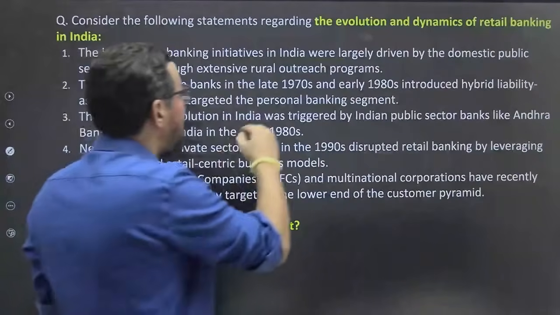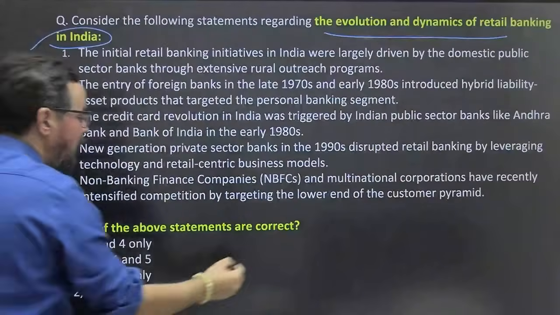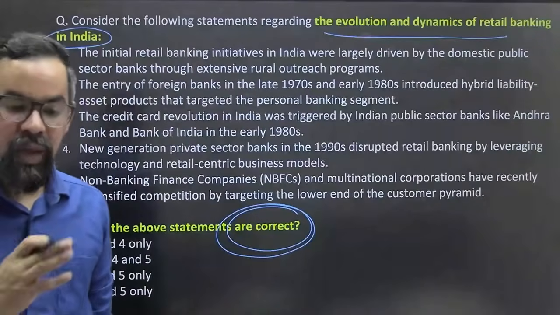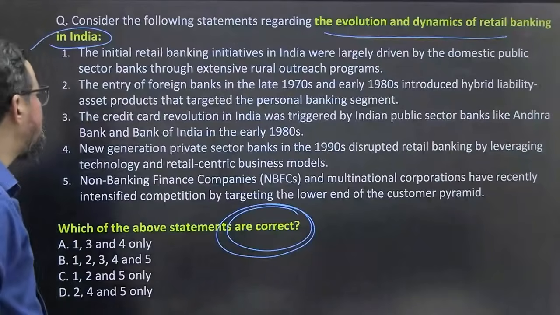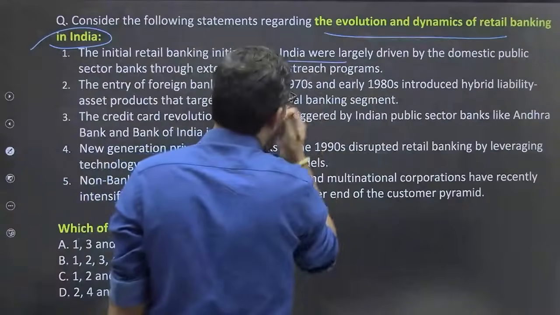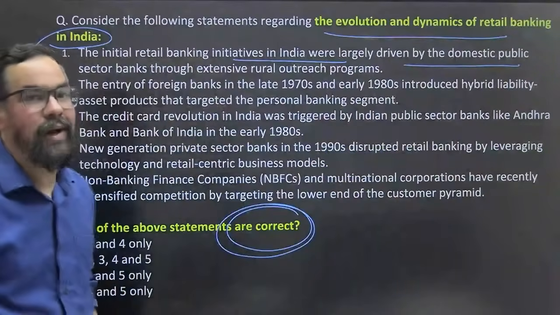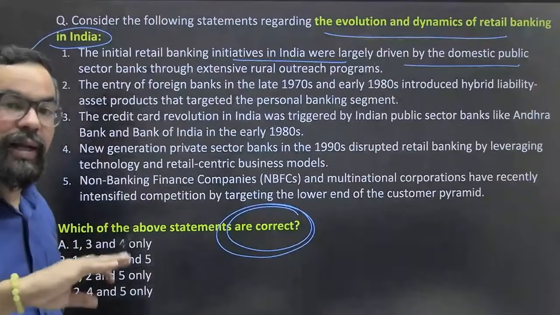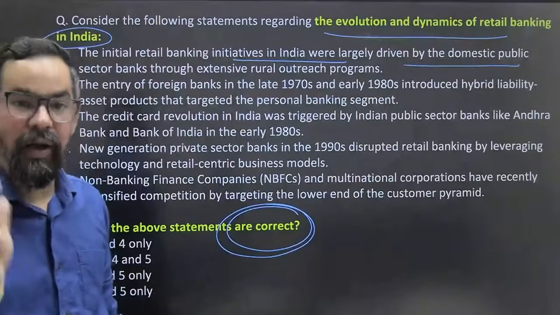Consider the following statements regarding the evolution and dynamics of retail banking in India. Now it is about the Indian banking system, and we have to find the correct statement. Again, an important question. First, the initial retail banking initiatives in India were largely driven by domestic banks. No, it was by foreign banks, those who came up with credit cards and other services apart from core, traditional banking.